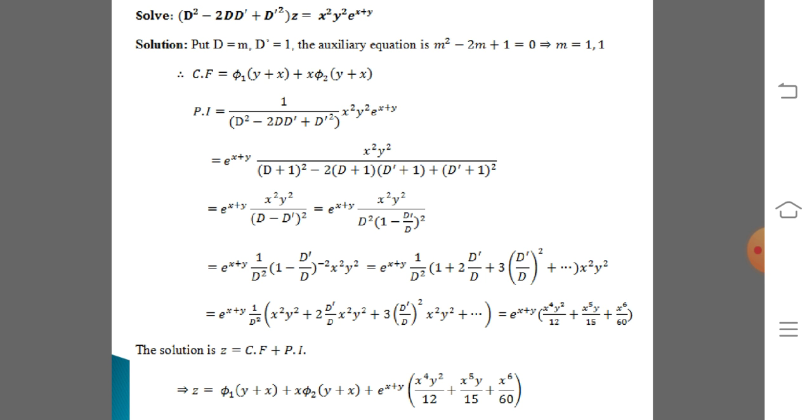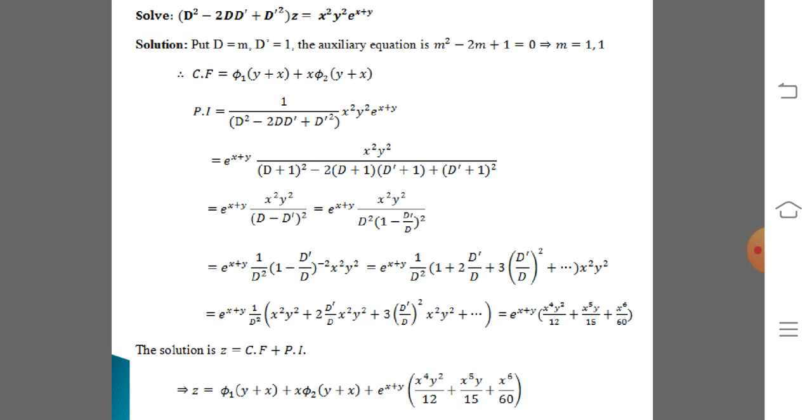So, we get PI equal to e power x plus y into x square y square by D square into (1 minus D dash by D) whole square, which is equal to e power x plus y into 1 by D square into, you take (1 minus D dash by D) whole square to the numerator, it becomes (1 minus D dash by D) whole power minus 2 into x square y square.